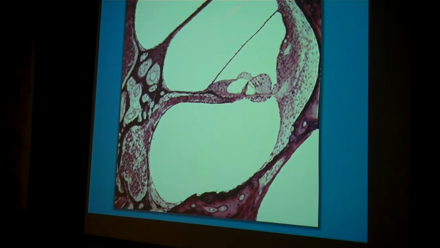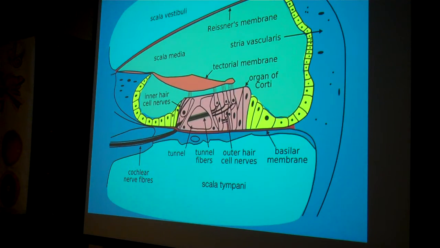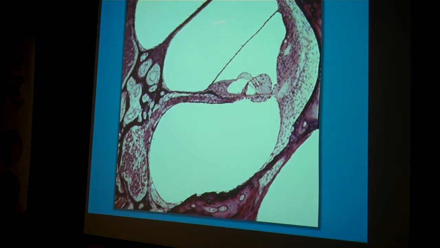Here's one of them. It has 3 sections. This is part of another one. Okay? So just looking at this part right here. They call them rooms or scala, okay? The Latin word for room, scala. This is the scala vestibuli up here. Okay? You don't really have to do this because I've got it all labeled for you on the next slide. Okay? But here's the scala vestibuli, the scala media in the middle, okay? And the scala tympani down here on the bottom.